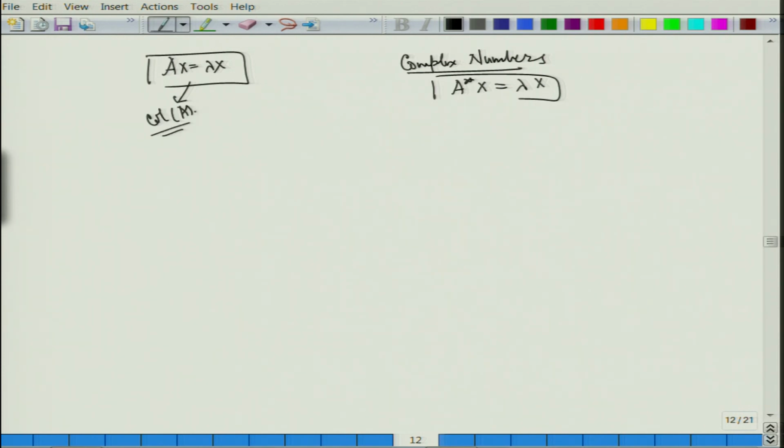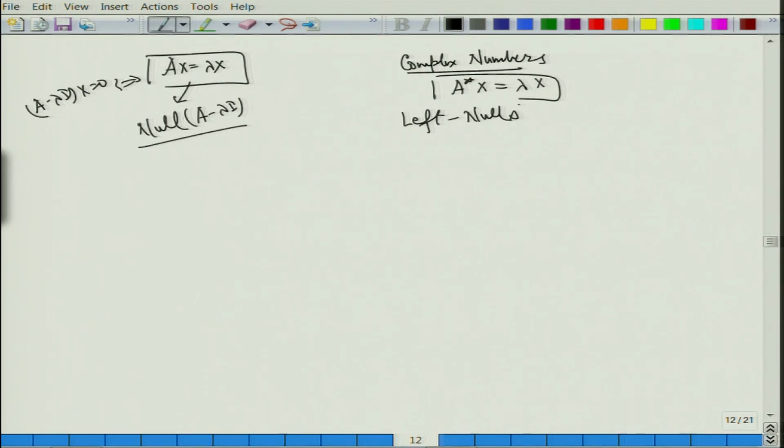Then there is a notion of, or you can say that if you do not want to have this, then I am looking at the null space of A minus lambda I, isn't it? So this is equivalent to looking at A minus lambda I of x is equal to 0. So I am looking at the null space of this. So I need to look at what are called left null space also. But the theory will be the same, other than here I am talking of A, there I am talking of A star, and therefore I am not going into it.